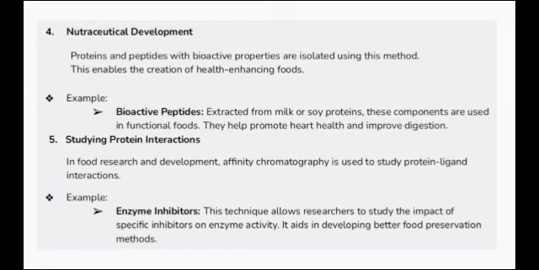In nutraceutical development, bioactive peptides from milk or soy proteins are purified. These peptides are used in functional foods that promote heart health, improve digestion, or provide other health benefits. Finally, in food research, affinity chromatography is used to study protein-ligand interactions, such as the effect of enzyme inhibitors, which helps in developing better methods of food preservation.